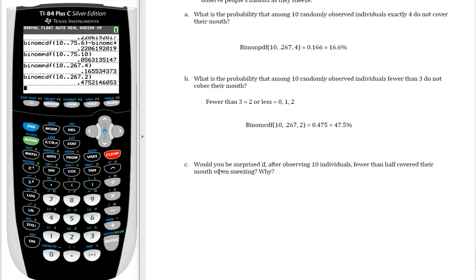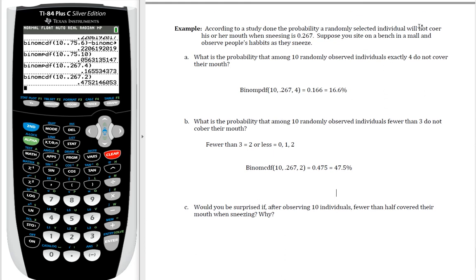Lastly, would you be surprised if, after observing 10 individuals, fewer than half covered their mouth when sneezing? So, after observing 10 individuals, still trials of 10, fewer than half covered their mouth when sneezing. Well, fewer than half covering their mouth, we have the probability that somebody not covering their mouth is 0.267. That means the probability that they cover their mouth is 1 minus 0.267. Or, in this case, 1 minus 0.267 is 0.733.